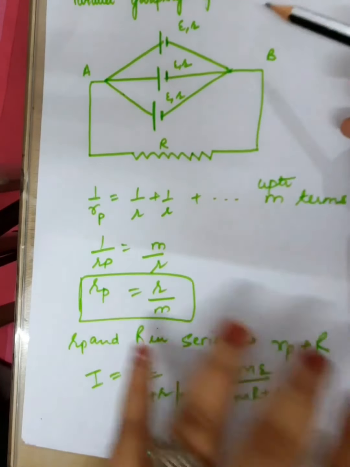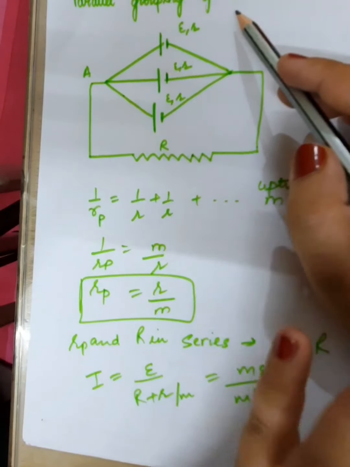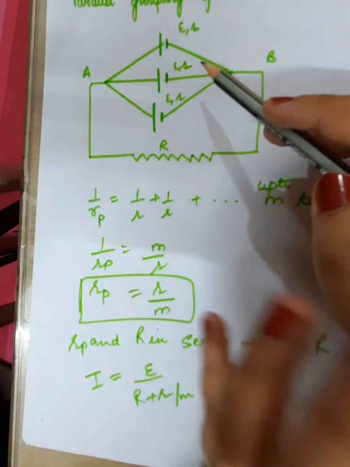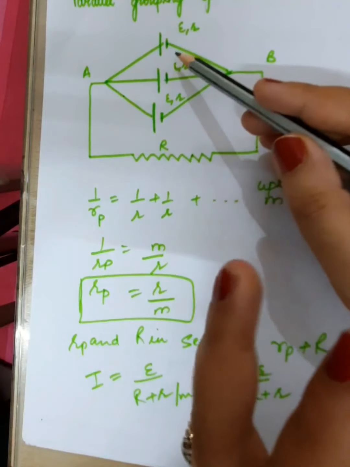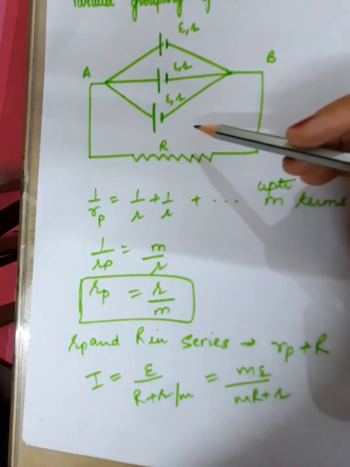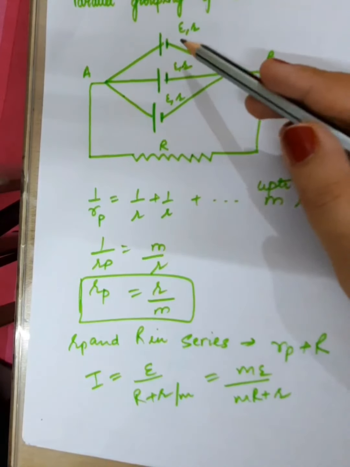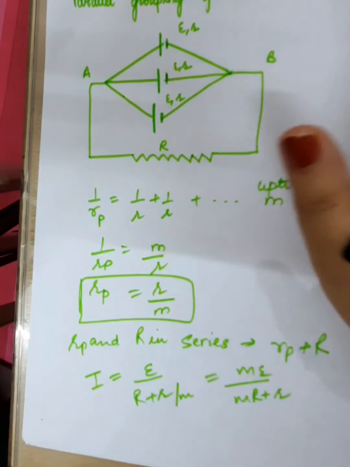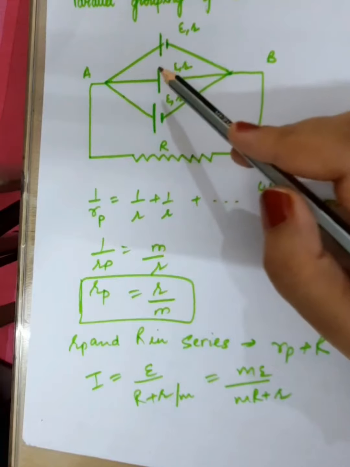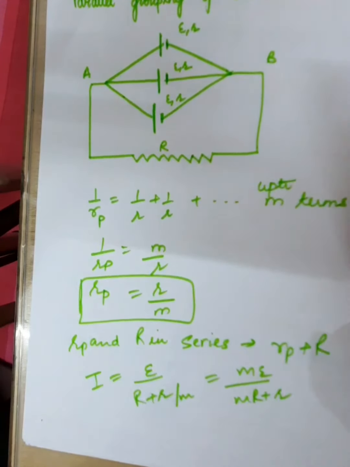And now we will be discussing parallel grouping of cells. Like you have cells and you have grouped them together in a parallel combination, right? So this is the cell. Of course, the cells that I am considering are identical cells, which means they all have the same EMF and the same internal resistance. And likewise, I am having them connected in a parallel combination, right? And this entire combo is connected to an external resistance thereafter.